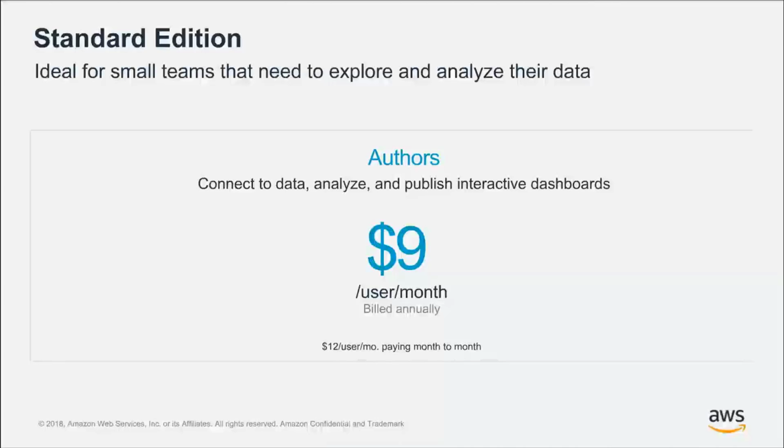Whereas in the Standard Edition there is no concept of a reader. Everybody inside of the Standard Edition is an author. They have full functionality and access to all the features inside of QuickSight. And the cost for them is a fixed monthly rate of $9 a user a month if you're paying annually, or $12 a user a month if you're paying month to month. And the Standard Edition is really more for those small teams of 5 to 10 to 20 users, where they're all essentially power users and are in there digging in the data and doing their own analysis and collaborating with each other, less so creating and sharing out to a consumption-only audience.